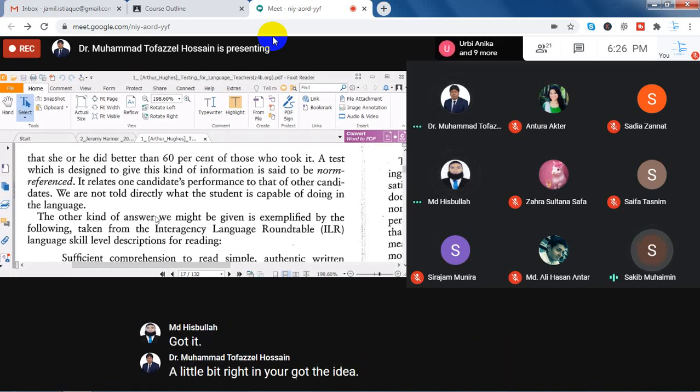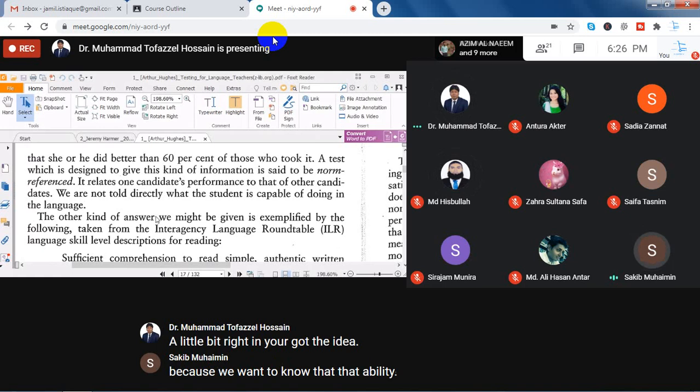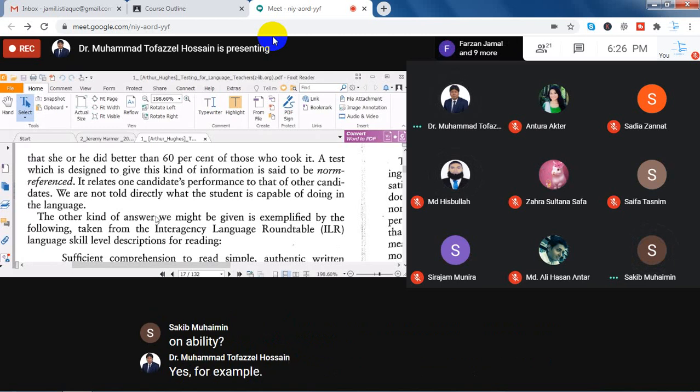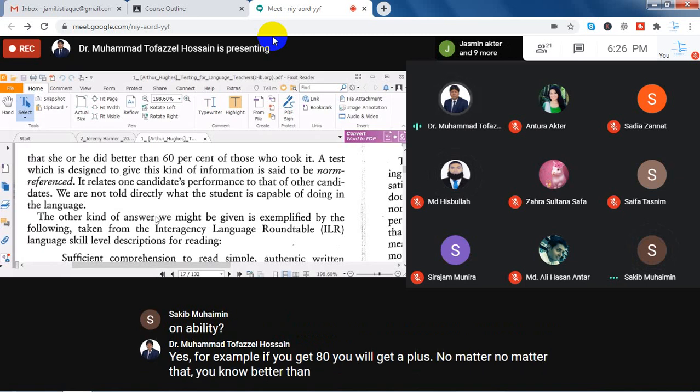Got the idea? We want to know the ability: will they be able to finish the race in 30 minutes? Yes. For example, if you get 80, you will get an A plus, no matter whether you know better than others or not, whether you are in the top 10% or not.